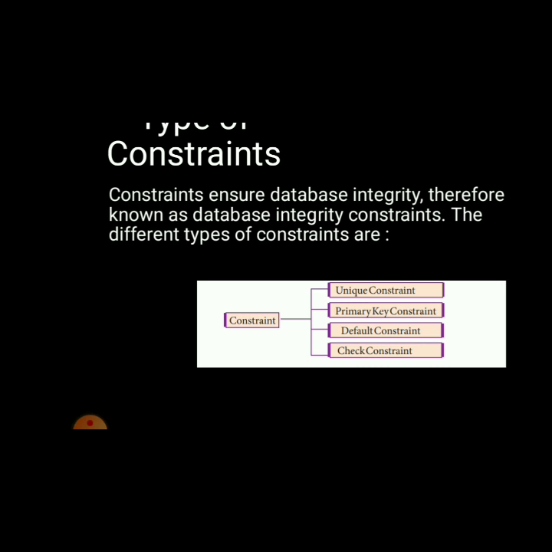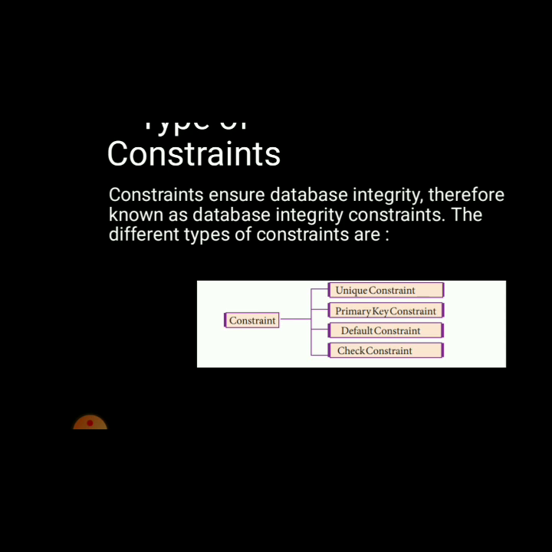Next one is default constraint. The default constraint is used to assign a default value for the field. When no value is given for the specified field having a default constraint, it automatically assigns the default value to the particular field.